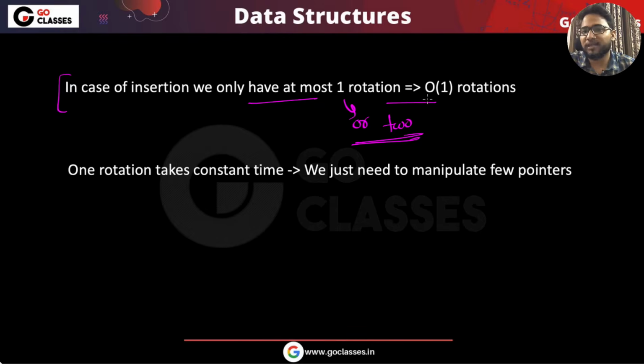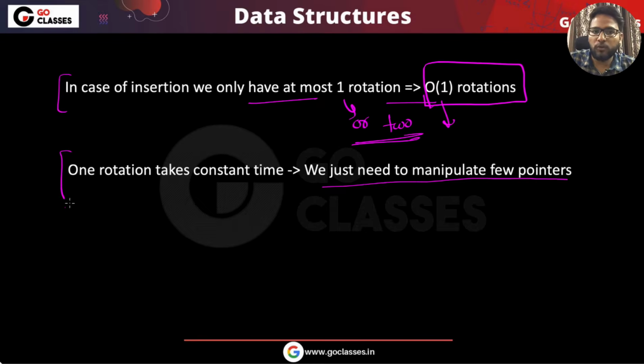If they ask, then they will always say order of one rotations. Okay. So order of one means it is covering one rotation, two rotations. One rotation takes constant time. We just need to manipulate a few pointers. So I will show you how. Now let me show you how one rotation is taking constant time only. But before that, one rotation, two rotations does not matter.